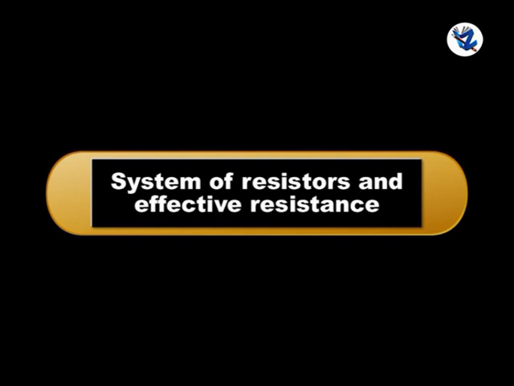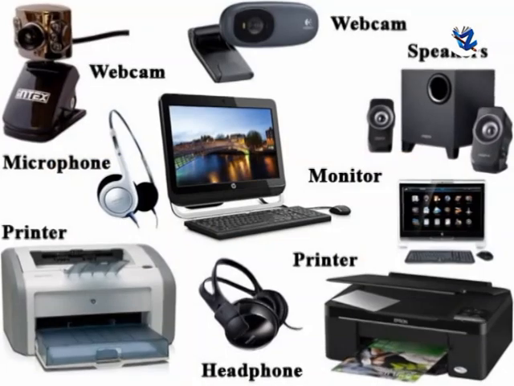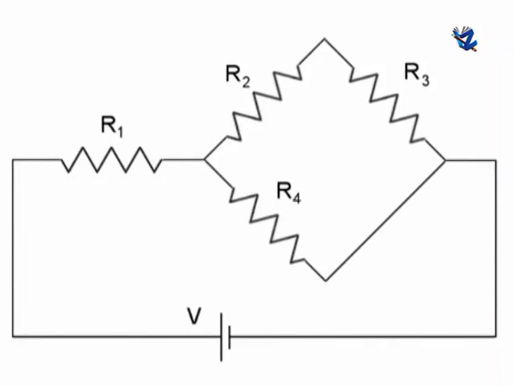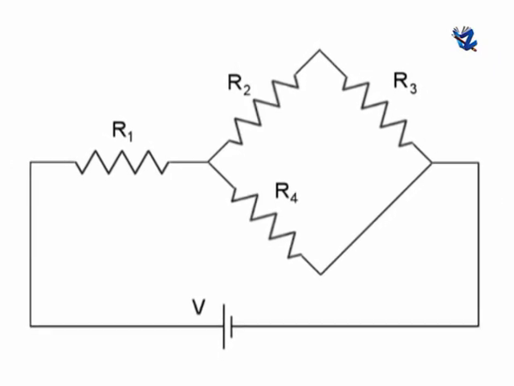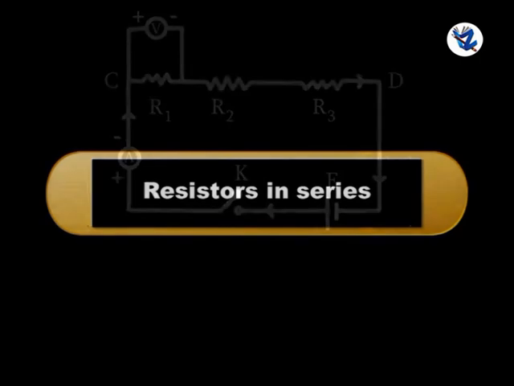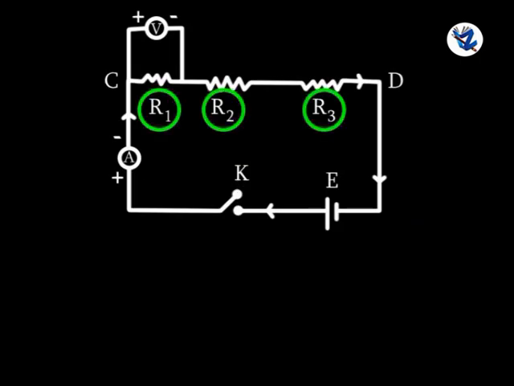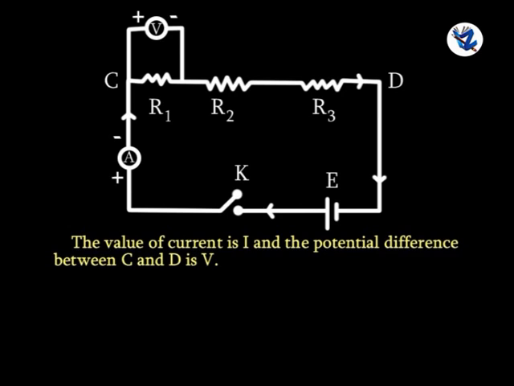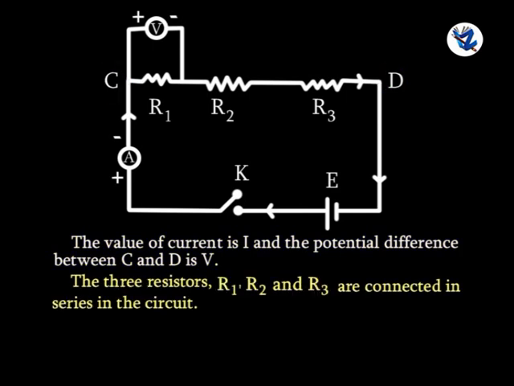Now, system of resistors and effective resistance. In several electrical devices, a number of resistors are connected together in different ways. First, resistors in series. Here, the ends of the three resistors are connected so that they follow one after the other in a single line. These are said to be connected in series. In such an arrangement, the same current flows through each resistor. The value of current is I and the potential difference between C and D is V. The three resistors R1, R2 and R3 are connected in series in the circuit.